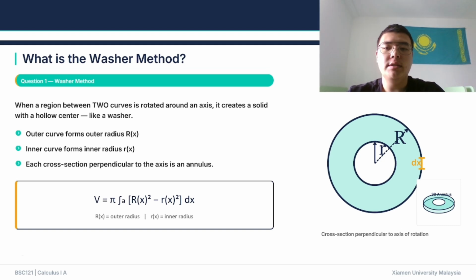The core idea is that when we rotate the area between two curves around an axis, we get this hollow shape. As our slide shows, the outer curve defines the outer radius R(x) and the inner curve defines the inner radius r(x). When we take a cross-section perpendicular to the axis of rotation, we get an annulus, a ring. By integrating the area of these rings along the axis, we can find the total volume. This is represented by the formula you see here. The key takeaway is that we are subtracting the inner hollow part from the outer solid part.